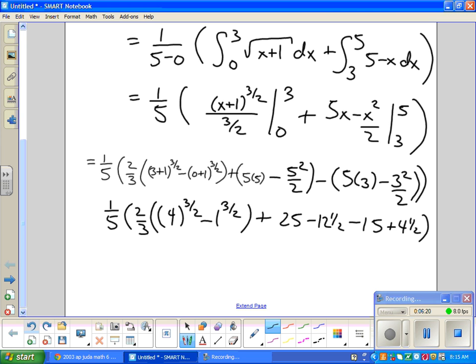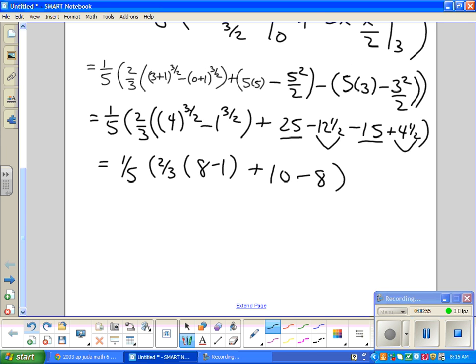So hopefully I'm correct. I haven't made a math mistake yet. Okay, 4 to the half here is 2. 2 cubed is 8, minus 1, plus 25 minus 15. I would write plus 10. All right, 12 and a half minus 4 and a half would be 8, right? So it's minus 8.